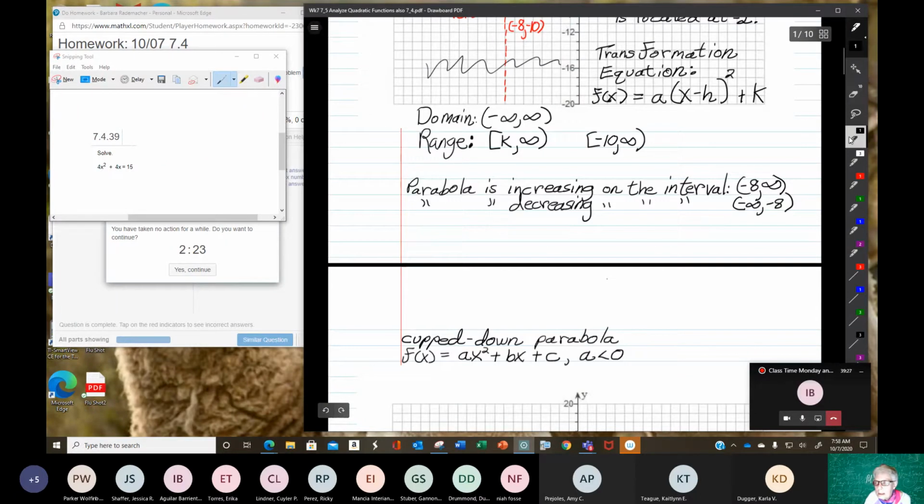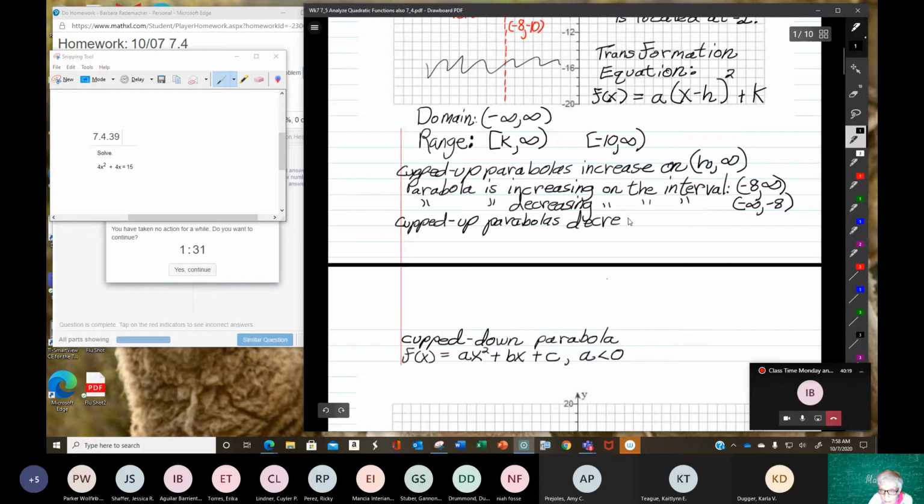Cupped up parabolas increase on h to infinity. Cupped up parabolas decrease on negative infinity to h.